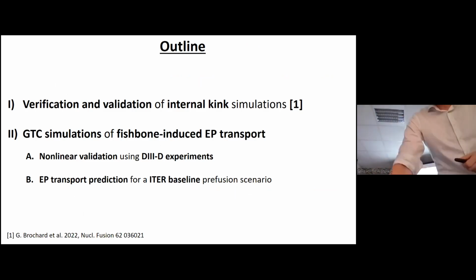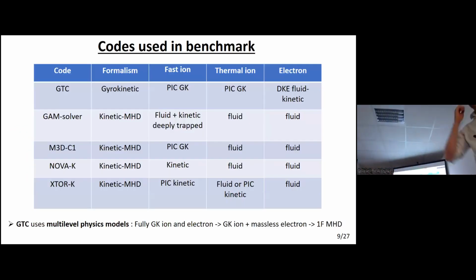So first, starting with the verification, meaning the benchmark between different codes. We have chosen 5 different codes. One is a gyrokinetic type, GTC, and all of the others are kinetic-MHD types: GAM solver, GTC1, NOVA-K, and NIMROD-K. All of those codes have a fluid model, so essentially they are capable of computing MHD stability. And all of those codes can incorporate various types, as you can see here, of ion kinetic effects. But GTC is the only one that can, on top of that, also include kinetic response for electrons. So GTC uses a multi-level physics model that ranges from the fully gyrokinetic one for both ions and electrons, up to the one-fluid ideal MHD limit.